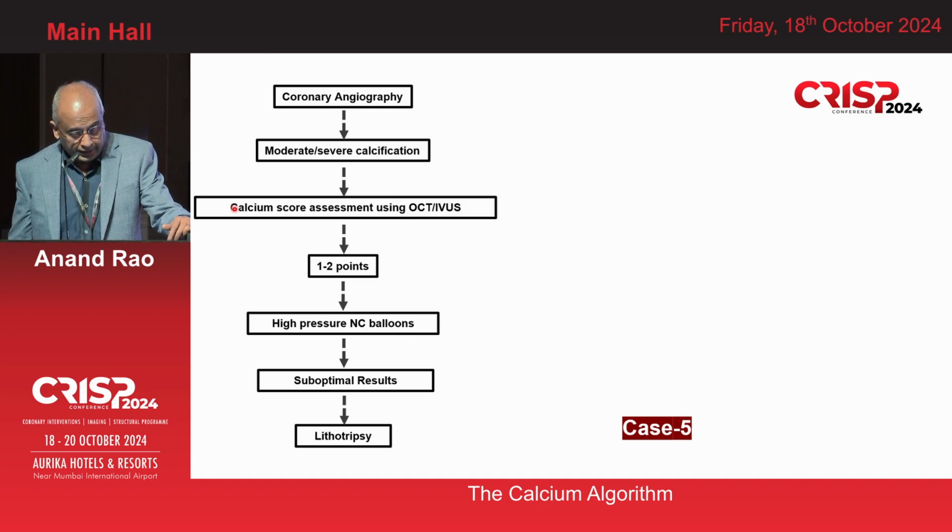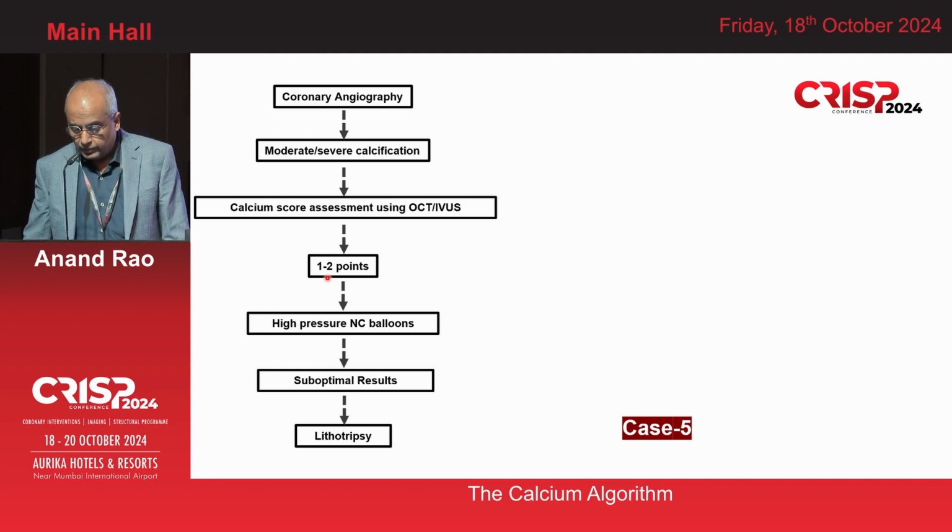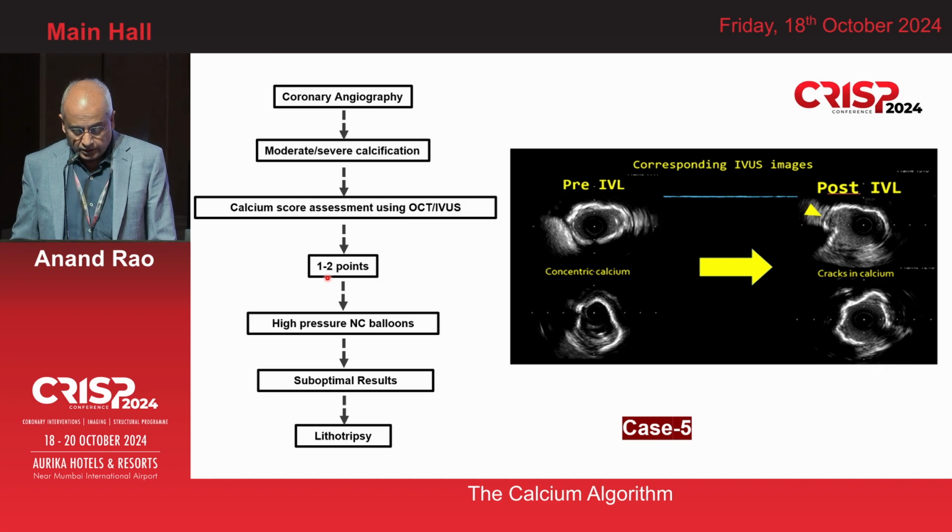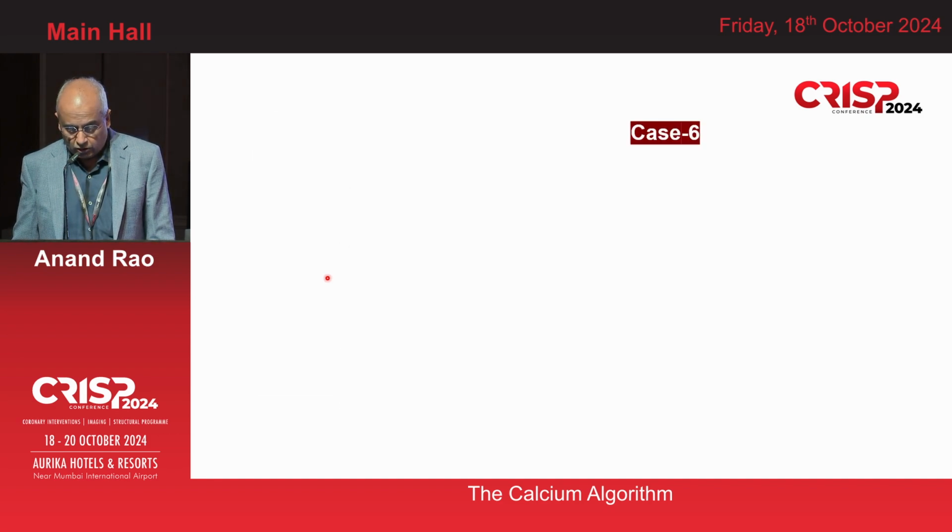So again, for moderate to severe calcium, do the assessment of the calcium score. If it is mild, the score is less than 2, then it's simple: just high pressure NC balloon, maybe cutting balloon, followed by plus or minus lithotripsy. One good thing about IVL or orbital is you get a lumen gain, which in rotablator you don't get because it's just a superficial debulking. Here you get lumen gain, as you see in orbital atherectomy also.